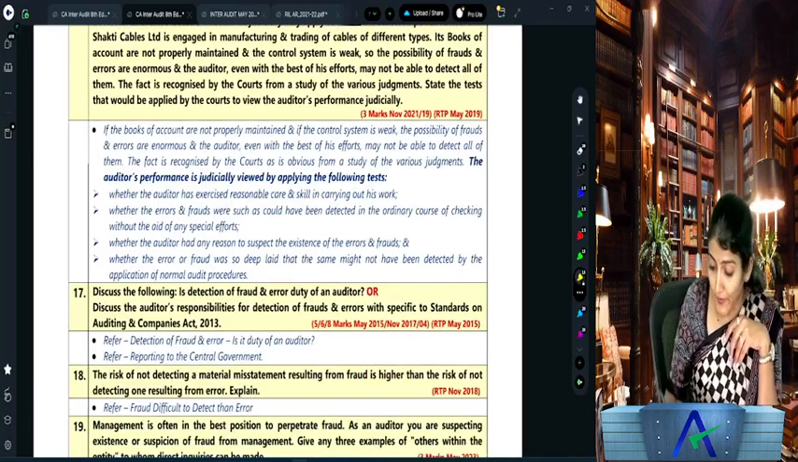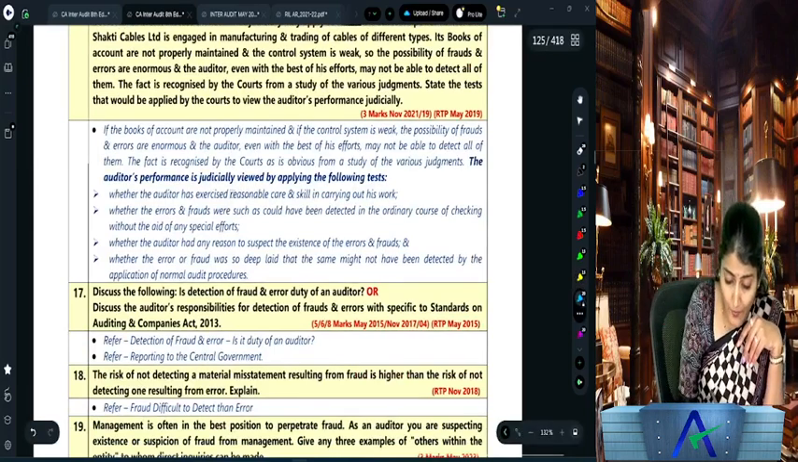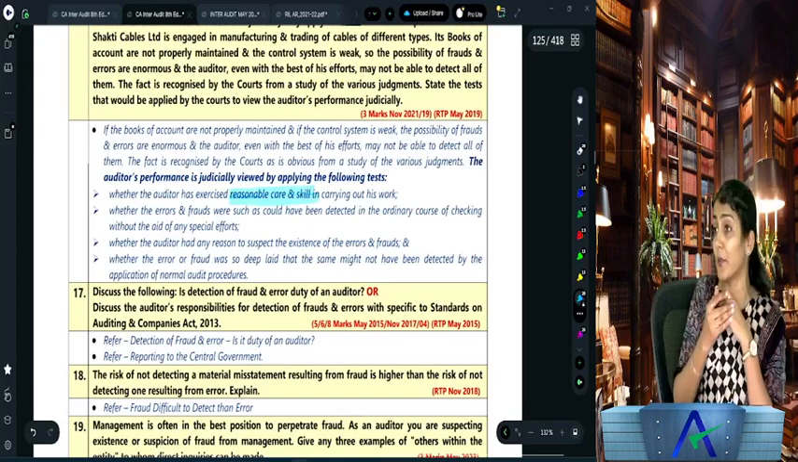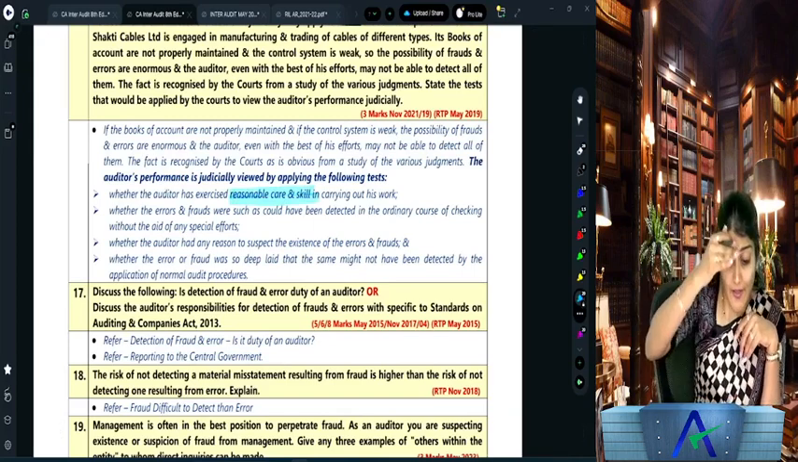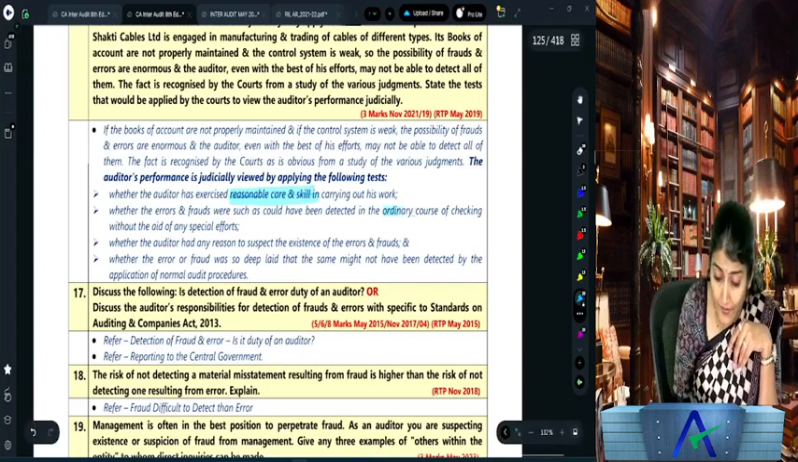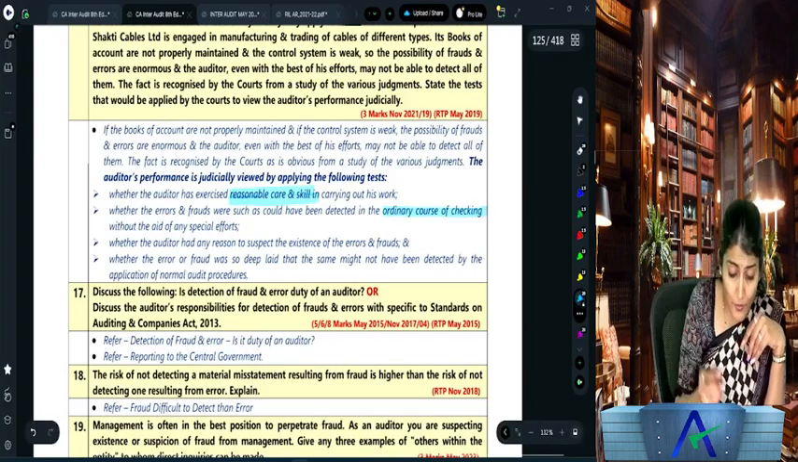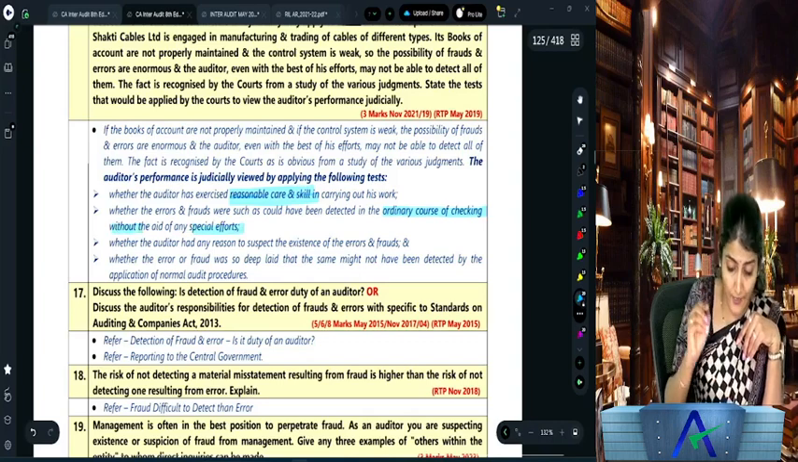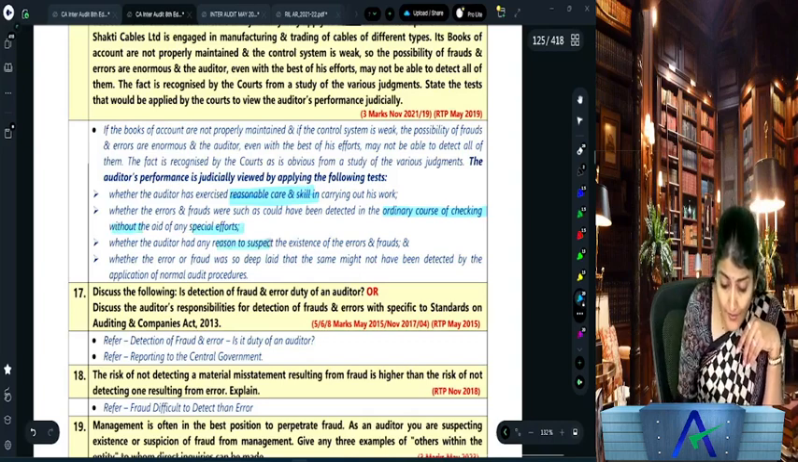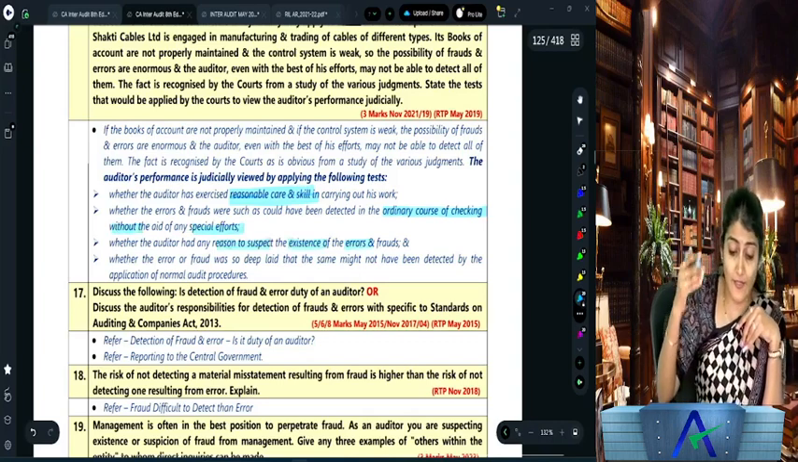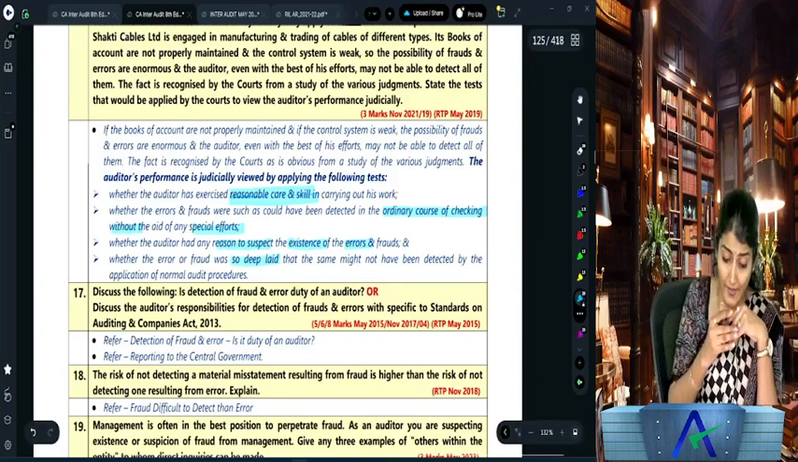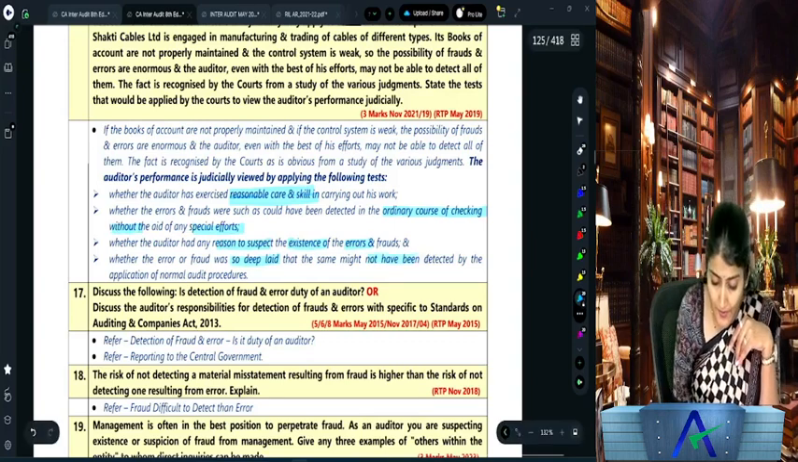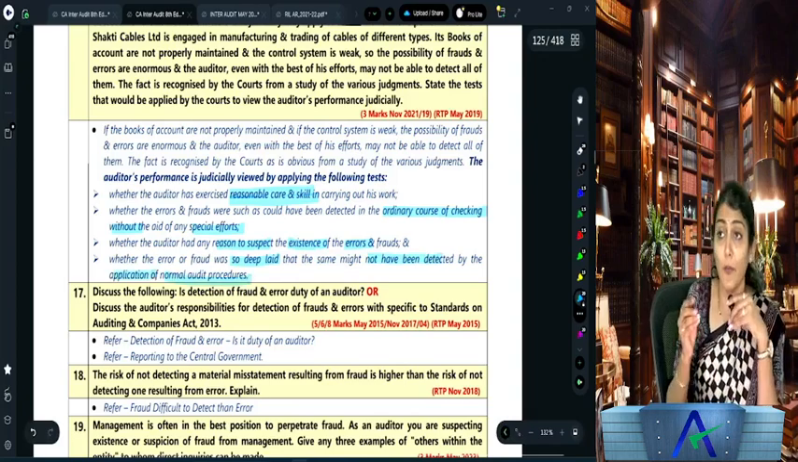It depends upon the various evidence, whether you are able to prove that you did your work with reasonable care and skill. Then what does it say? Whether the errors and frauds could have been detected in the ordinary course of checking without any special efforts. Then whether the auditor had any reason to suspect the existence of the error or fraud, and whether the error or fraud was so deep-laid that it may not have been detected by the application of the normal audit procedure.